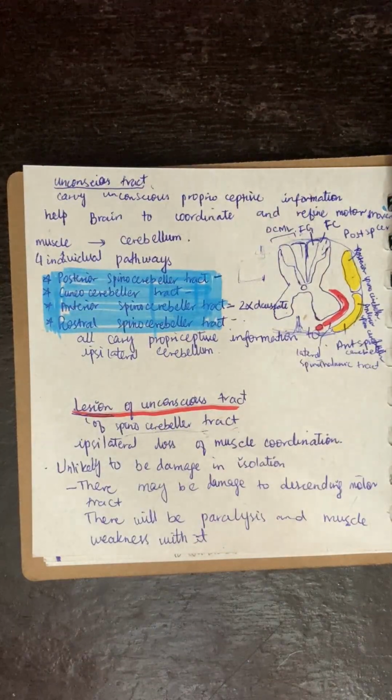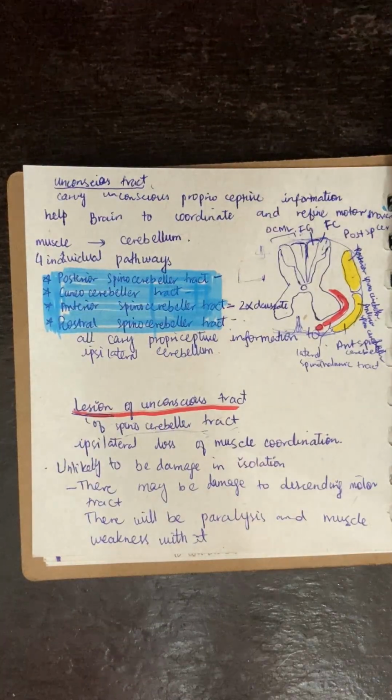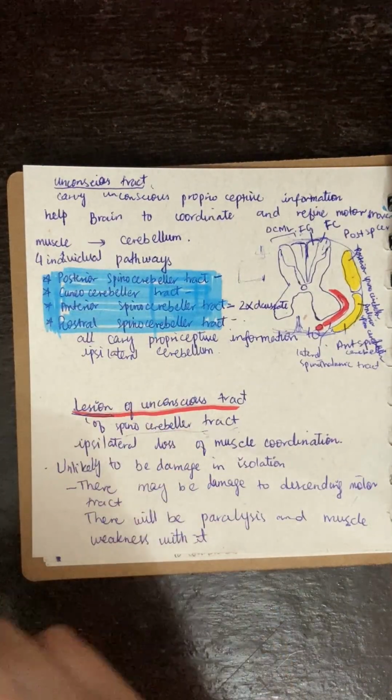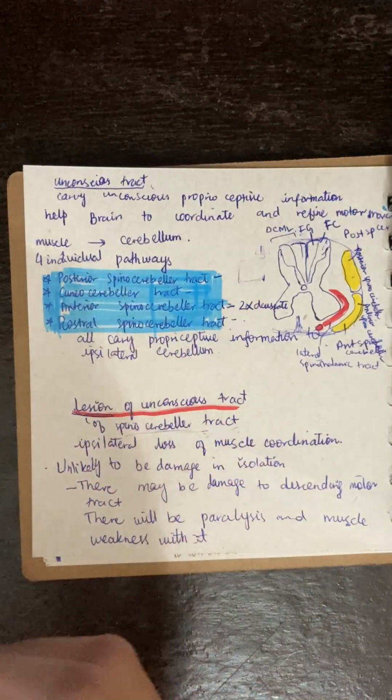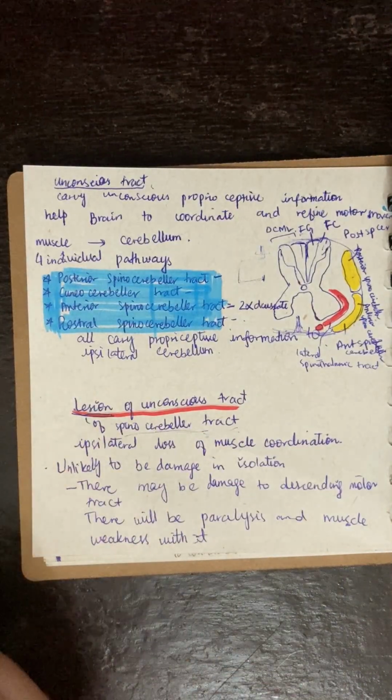So, up till now we have discussed the conscious tract that includes the dorsal column medial lemniscal pathway and anterolateral pathway, and the unconscious tract that is the spinocerebellar tract.